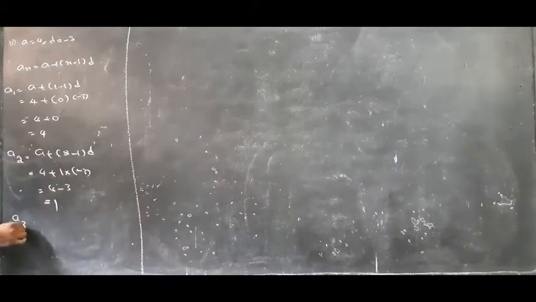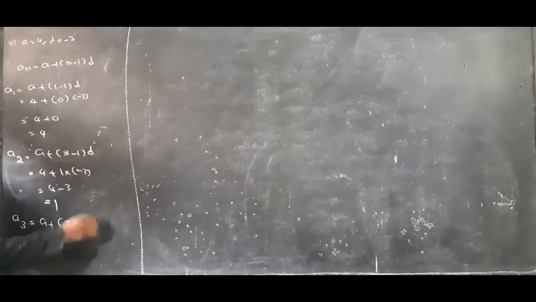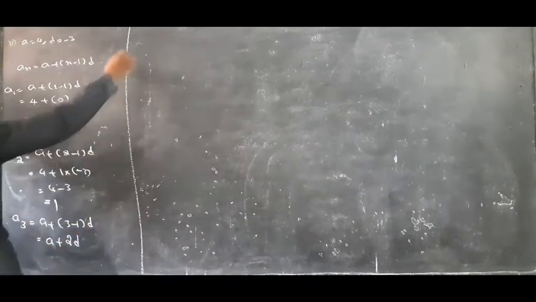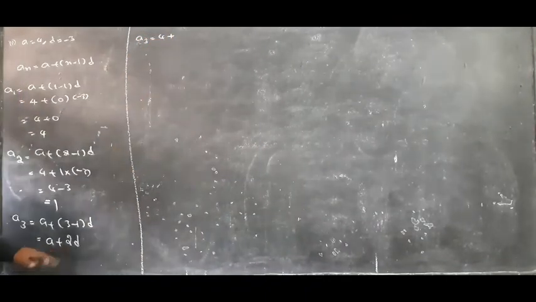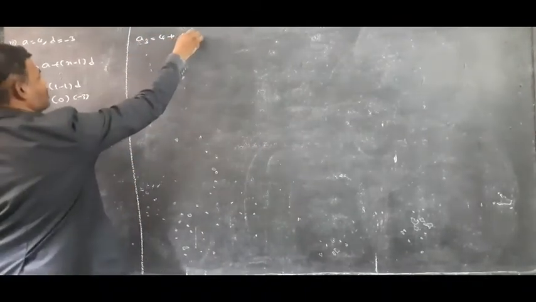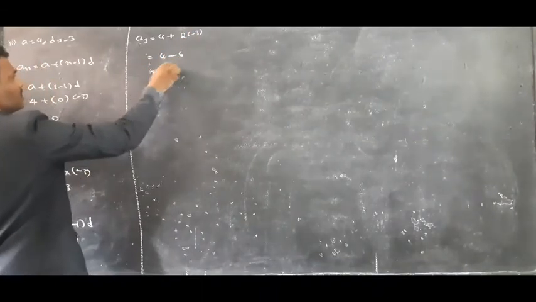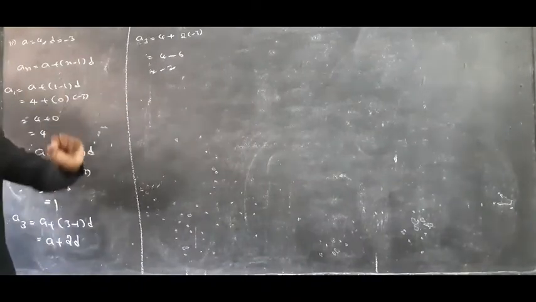Then the third term, A3, we can write as A plus 3 minus 1 into D. What is the meaning of A? A plus 2D. A is nothing but 4. A3 is equal to 4 plus 2, D means minus 3, 2 into minus 3. So 4 plus minus 6 is equal to minus 2. So the third term of the AP is minus 2.